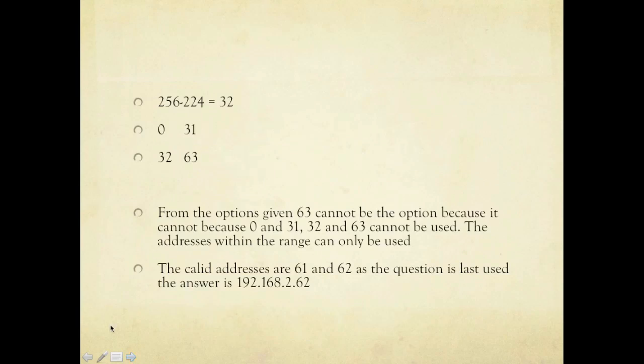So for slash 27 we know it is 224 because it is 8 plus 8 plus 8 plus 3, which is going to be 224. So 32, and you prepare the 32 table. So 0, 32. So before 32 is 31. So you choose 31 and you put 63 there because 32 is 64. So from the options given, 63 cannot be the option because the ranges must be between 32 and 63. 63 and 32 cannot be used.